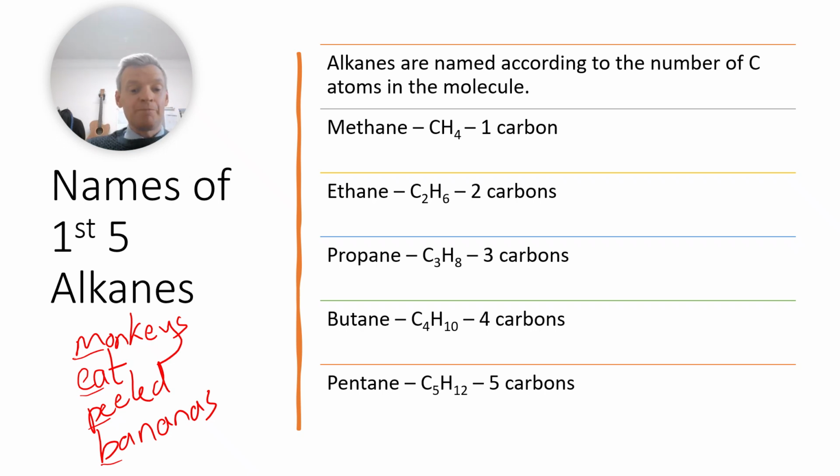And then after 4, you just use the same naming as you would in maths. So a 5-sided shape is a pentagon. Hydrocarbon with 5 carbons is pent. Notice the ending for all of these is ANE, ANE, ANE, ANE, ANE. And that's the same for all alkanes. They always end in ane because they're all alkanes. So methane, ethane, propane, butane, and pentane. And that's how we name the first 5. And you can go on. So 6, hexane, 7, heptane, 8, octane, and so on.